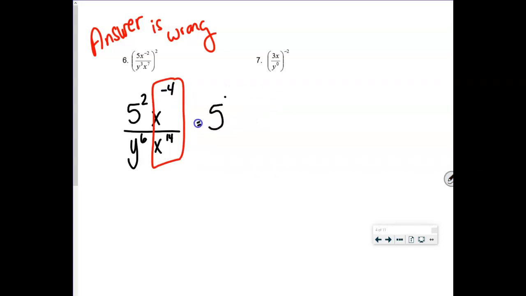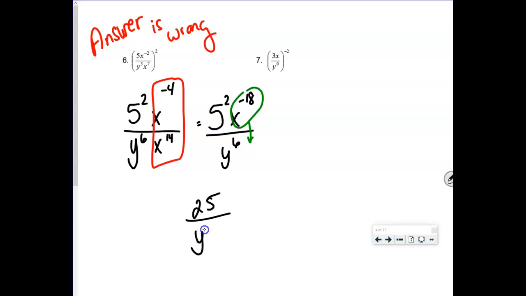All right, so he's got 5 squared x to the -18 over y to the 6. And then you're going to do one more step, Hunter. Yep, you got it. Very good. If you called this a 25 in front instead of 5 squared, I like that. I also like 5 squared, so whatever, as long as it's equivalent. Nice job. So this is what the answer is supposed to be, not whatever is on the key. All right, let's move on to the newer stuff now.